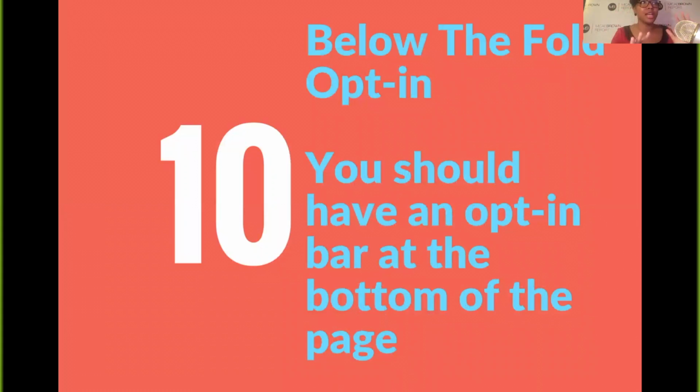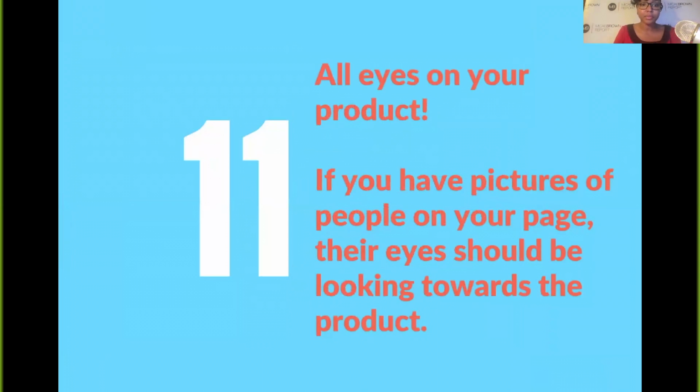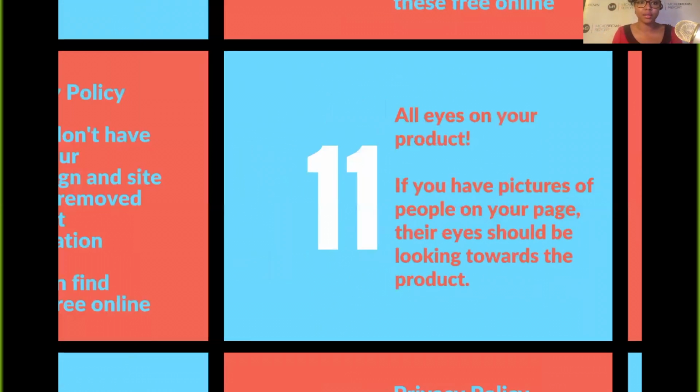Okay, so remember, number 10 is below the fold opt-in. So you should have an opt-in bar at the bottom of the page, because their eye is going into the inverted L. And you also need to make it easy for them to give your information. You don't want to have them scroll back to the top of the page to get information. Don't forget, all eyes on your product. If you have literal pictures of people inside of your landing page, wherever they're looking, they should be looking at your product, because the eyes actually follow eyes. So remember that eyes follow eyes. They need to be looking at the product.